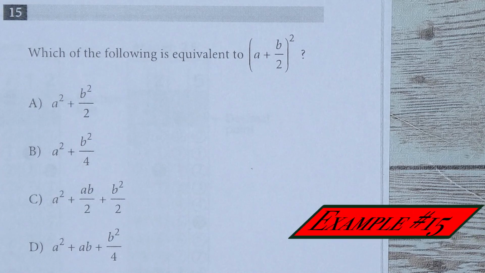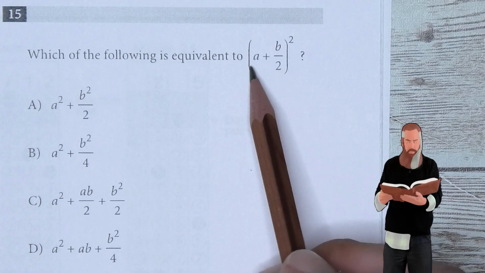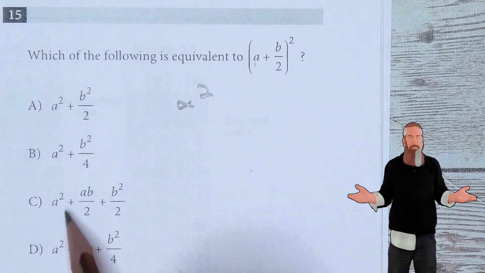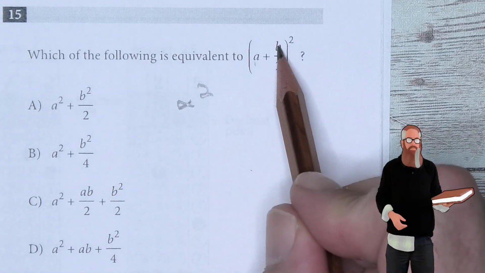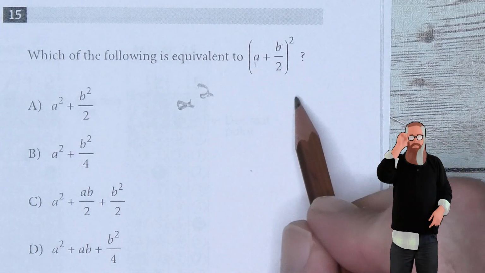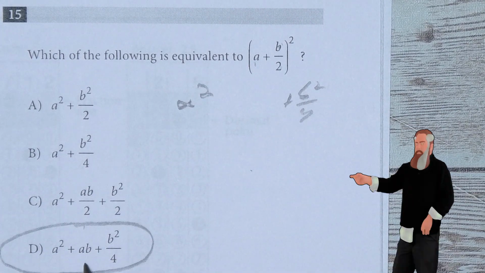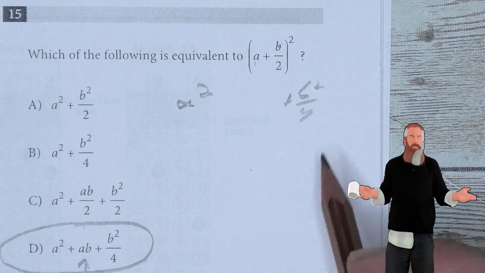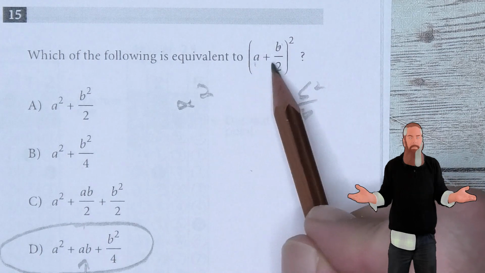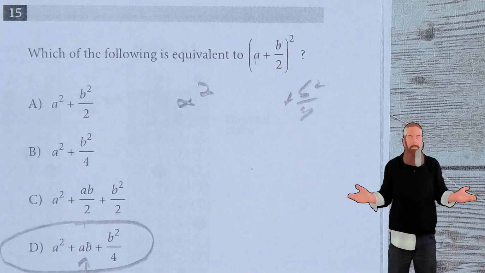Which of the following is equivalent to (A plus B over 2) squared? So this means I'm multiplying A plus B over 2 by itself. So A times A would give me an A squared, which all of them have. Let's look at the last thing. B over 2 times B over 2 would give me a B squared over 4 as my last term. So this becomes the only option unless the middle actually goes away. A times B over 2 would be AB over 2, but then I would multiply that by 2, making the 2 denominator go away. So yes, D is in fact my answer.